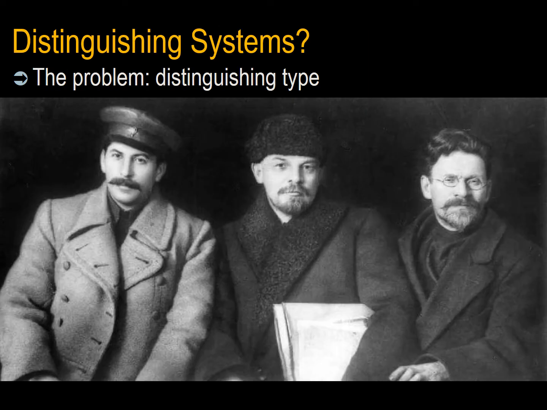There's, of course, a problem, which is how distinguishable is the situation that a state finds itself in? For example, here we have the Bolshevik leaders from left to right: Joseph Stalin, Vladimir Ilyich Lenin, and Leon Trotsky. On the one hand, these are revolutionaries, bringing a workers' revolution to all the industrialized states in the world. On the other hand, it was argued that the Soviet Union was actually very conservative, very status quo oriented.